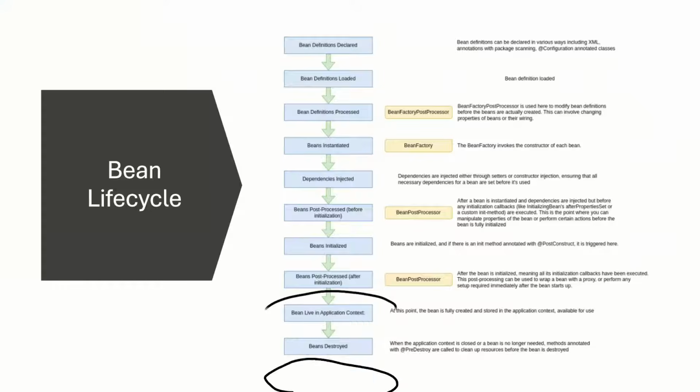Finally, we reach the end of the lifecycle, beans destroyed. When the application shuts down, beans are cleaned up. Methods annotated with @PreDestroy are called, allowing beans to release resources and shut down gracefully. This comprehensive overview gives us a clear insight into how beans are managed in a Spring application. Each stage is critical for ensuring that beans behave as expected and that resources are managed efficiently.